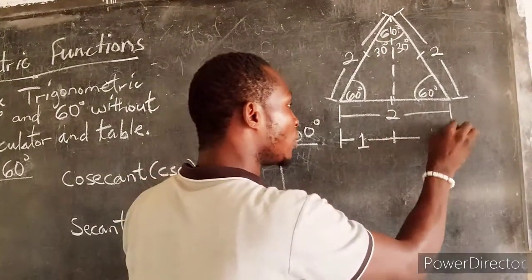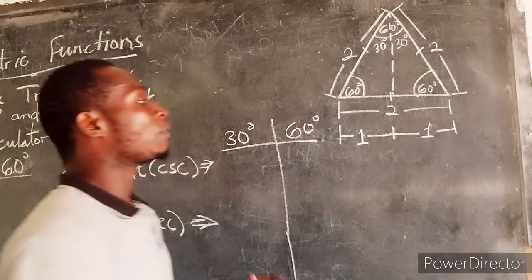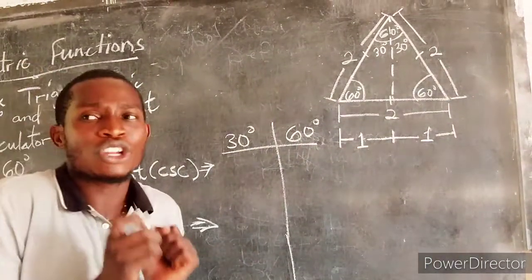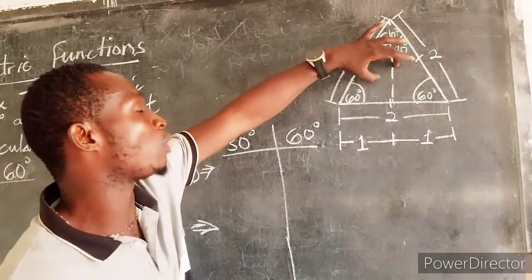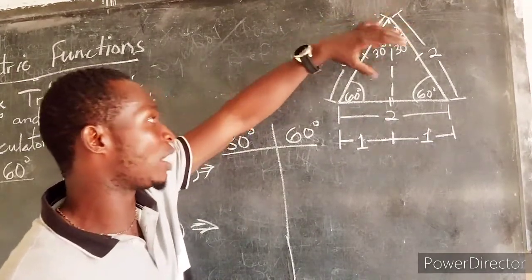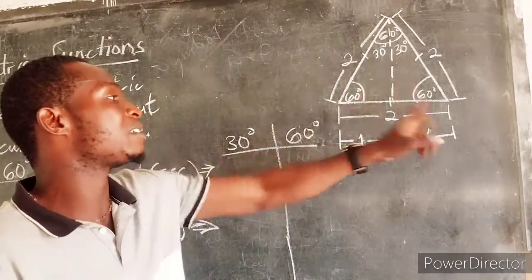Also the distance from here is possibly 1. After we have done this, let's consider one of the triangles from this diagram. So we already have 2 triangles from this one triangle. We bisected because our goal is to have 30 and 60 degrees.